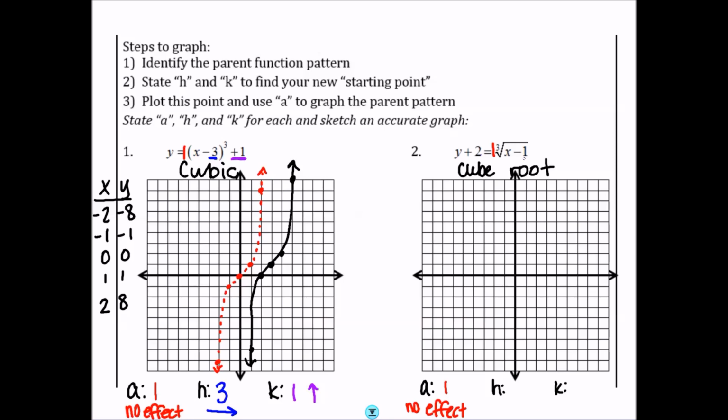h is inside the cube root with the x, so in this case h is 1, and that will move our graph 1 unit to the right.